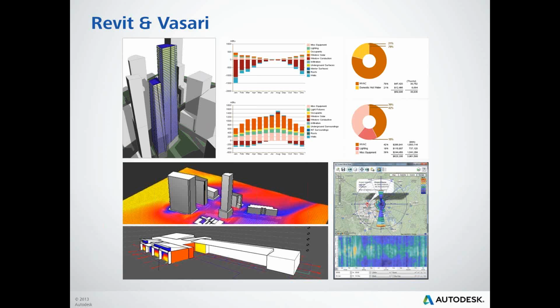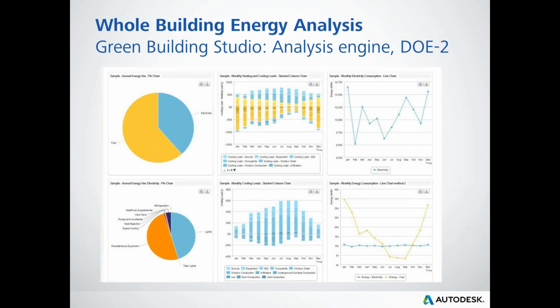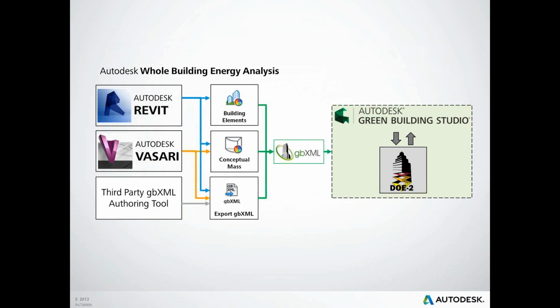for this course. But Green Building Studio is a really powerful program that's actually powering both of those behind the scenes. That's the engine for whole building energy analysis that Autodesk has, and it's based on the DOE-2 whole building energy analysis engine. The way it works, you can see in this little infographic, is that whether your design geometry is coming from Revit, Vasari, or some other third-party tool, it can get passed through gbXML to Green Building Studio, and that's where the energy analysis happens.